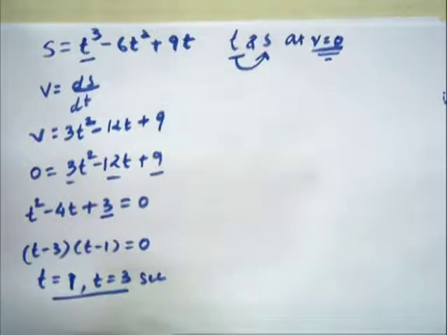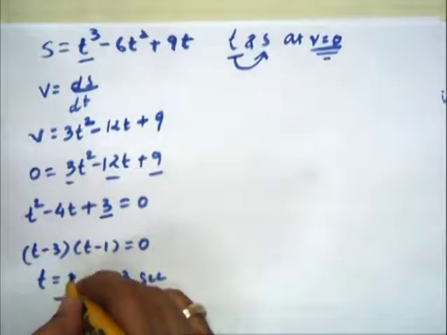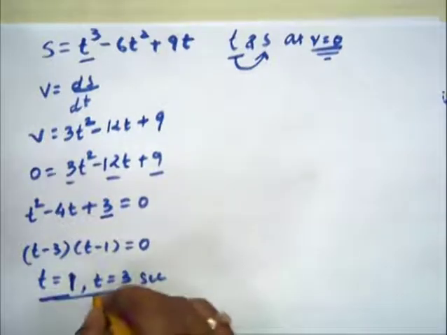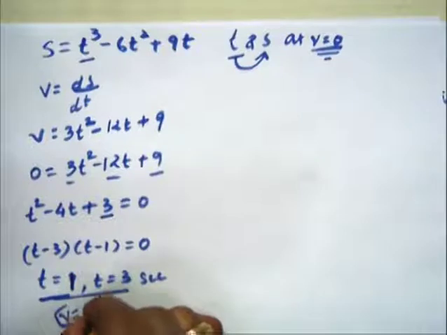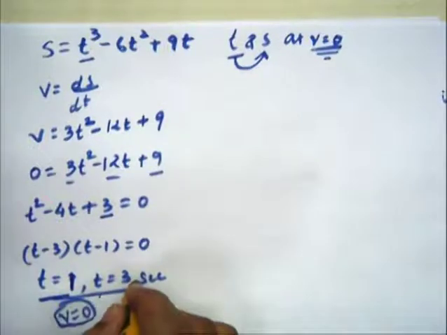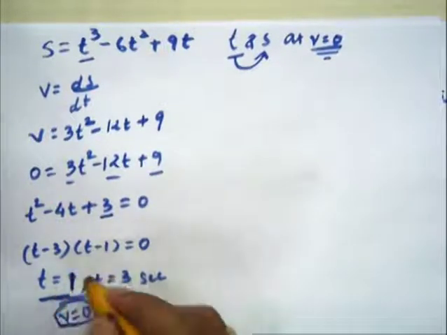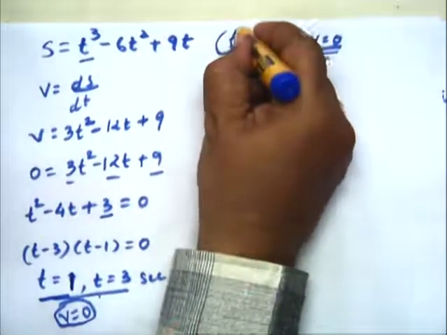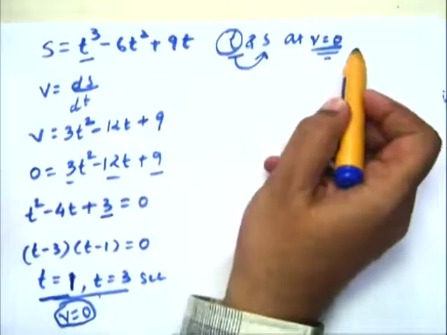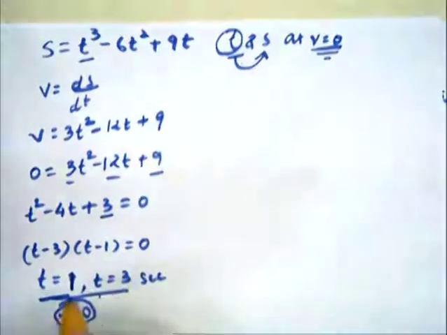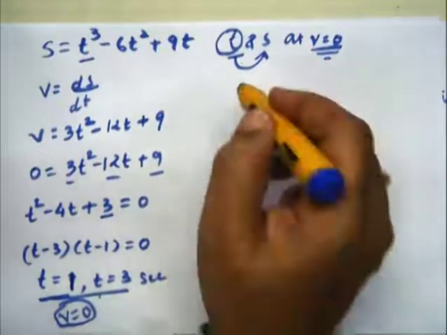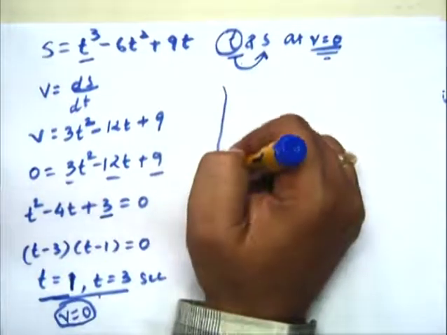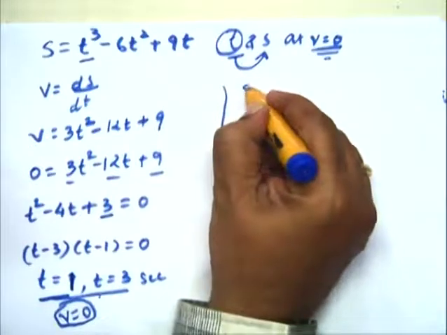So we have the times at which the velocity becomes 0. These are 2 times where the velocity becomes 0. So we got the answer for this: at what time does v become 0? These are 2 times, that is t equal to 1 second and t equal to 3 seconds, the particle stops. Now let us get the distance for this.